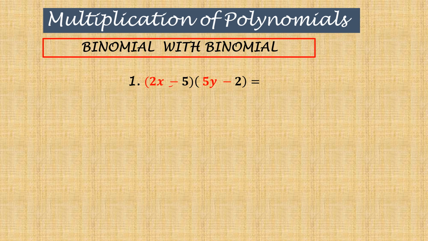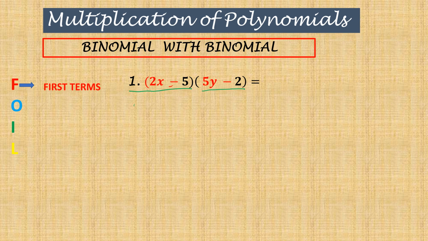So considering that we have these two sets of binomials, the first set and then the second set, let's proceed. How do we find the product if we have to multiply a binomial with another binomial? We have to consider the FOIL method. What is the FOIL method? When we say FOIL method, the F stands for first terms.